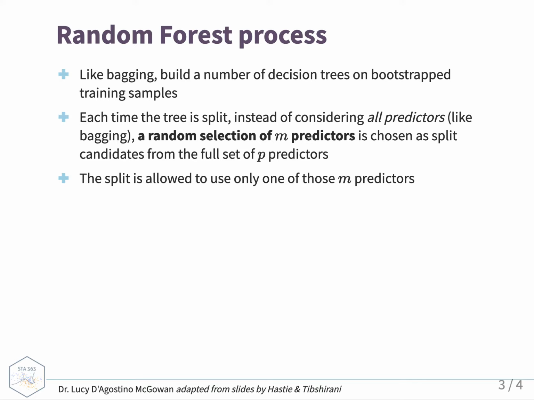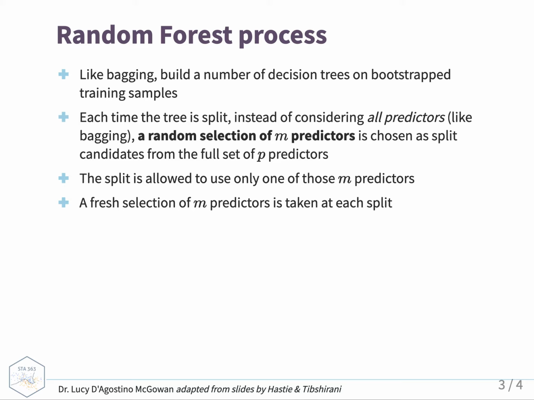But each time the tree is split, instead of considering all potential predictors like bagging, a random selection of M predictors is chosen as split candidates from the full set of P predictors. And so the split is allowed to only use one of the M predictors instead of picking from the entire set of predictors. And a fresh selection of M predictors is taken at each split. So it always is going to be the same number.